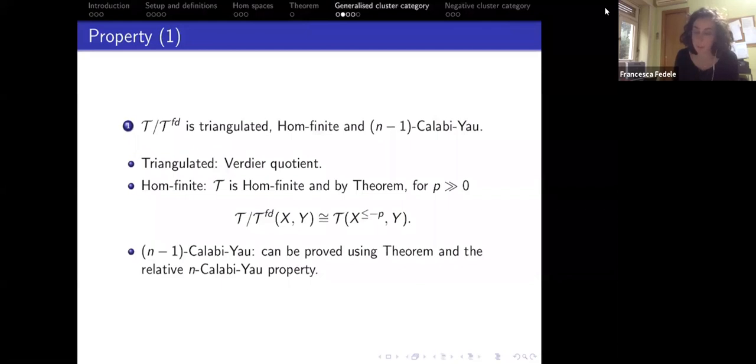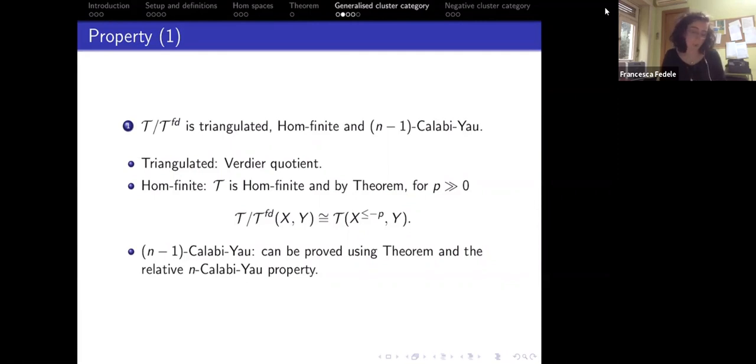And then by our theorem, we know that T over TFT between two objects X and Y is isomorphic to T of X less than or equal to minus P, Y for P big enough. But then since T is Hom-finite, this is a finite dimensional Hom space. And that means that also this is a finite dimensional Hom space. So our generalized cluster category is Hom-finite.